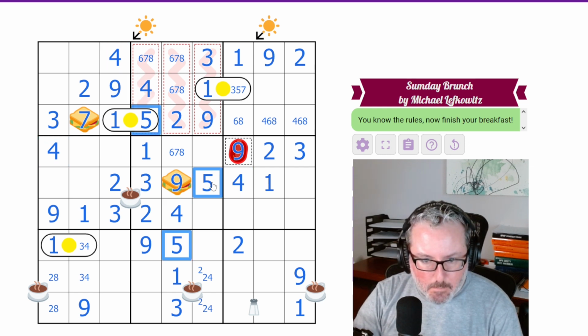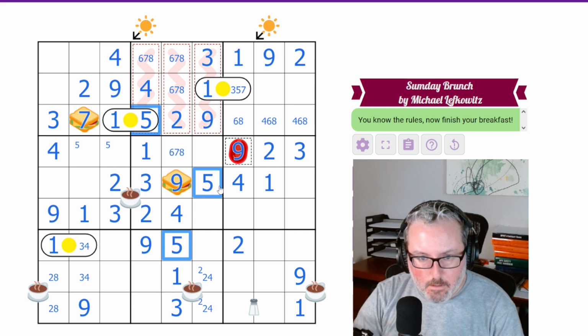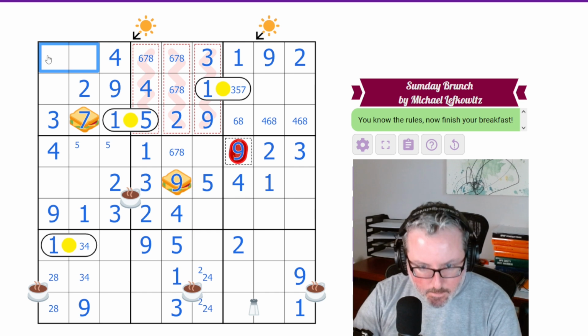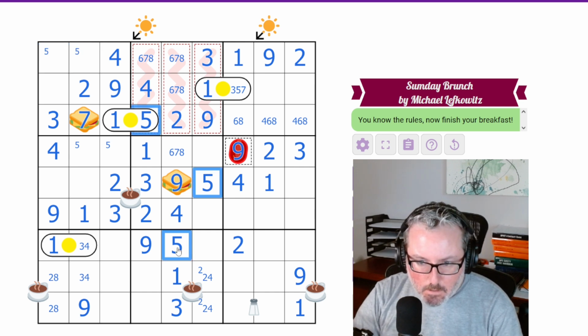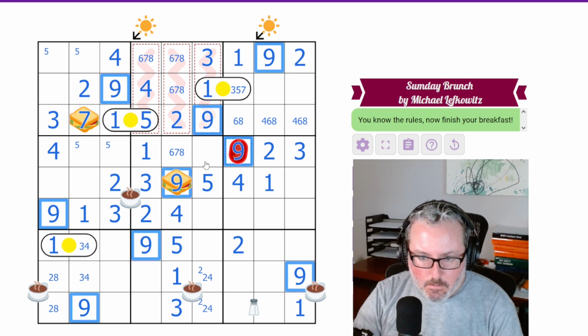5s, they don't really have much going on, do they? I mean, one of these has to be a 5. I don't know if that's super useful either. We know one of these has to be a 5, which forces one of these to be a 5. I don't think that's going to get us anywhere. We don't have any 6s. We only have 1 7. We don't have any 8s yet, and then the 9s are done.